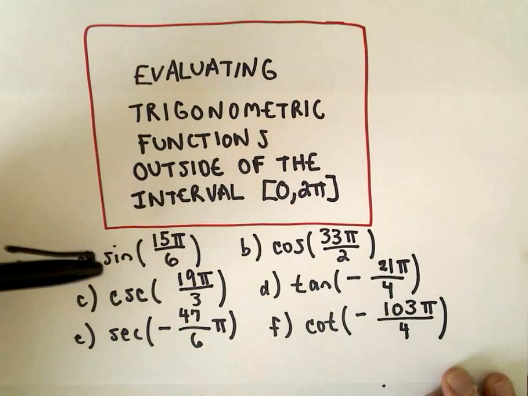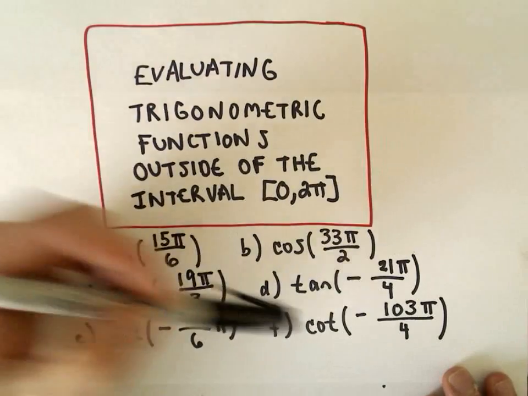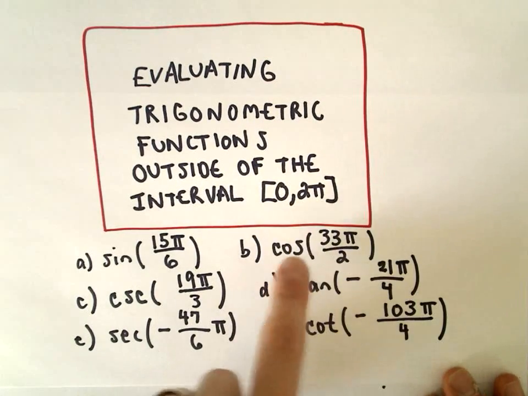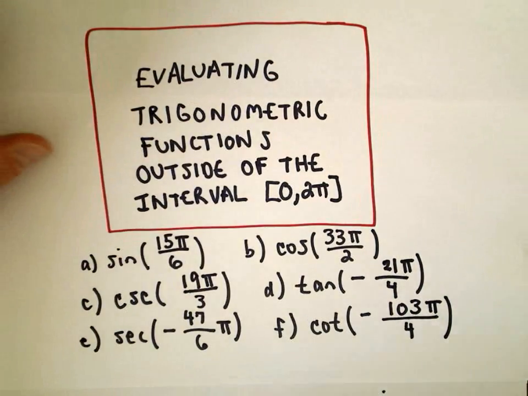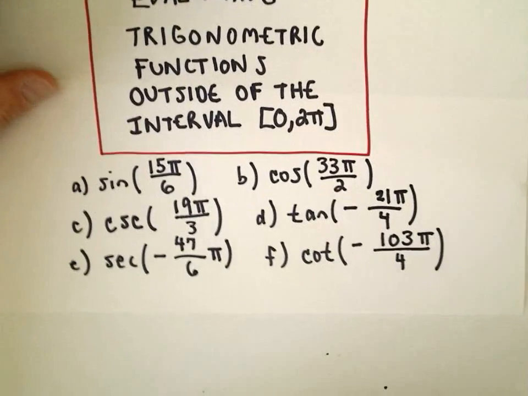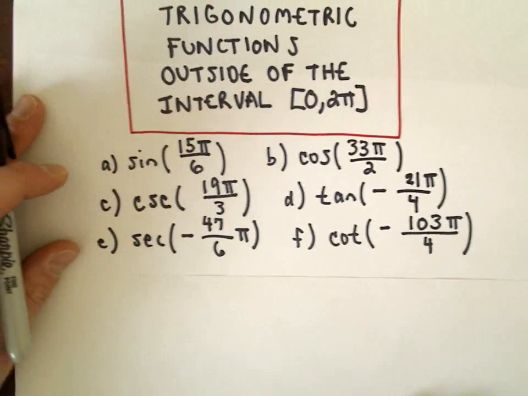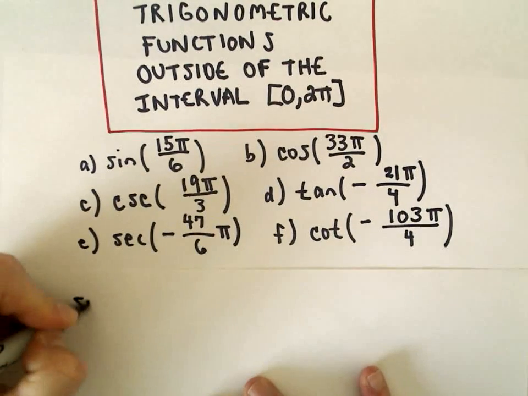I'm going to assume that you can evaluate the trig functions, sine, cosine, cosecant, tangent, secant, cotangent, at values on the interval 0 to 2 pi. If you cannot do those, that's definitely the first place you would want to start, because I'm going to refer to that stuff quickly, and I'm not going to go all the way through it. So, assuming you're comfortable there, let's look at evaluating sine of 15 pi over 6.